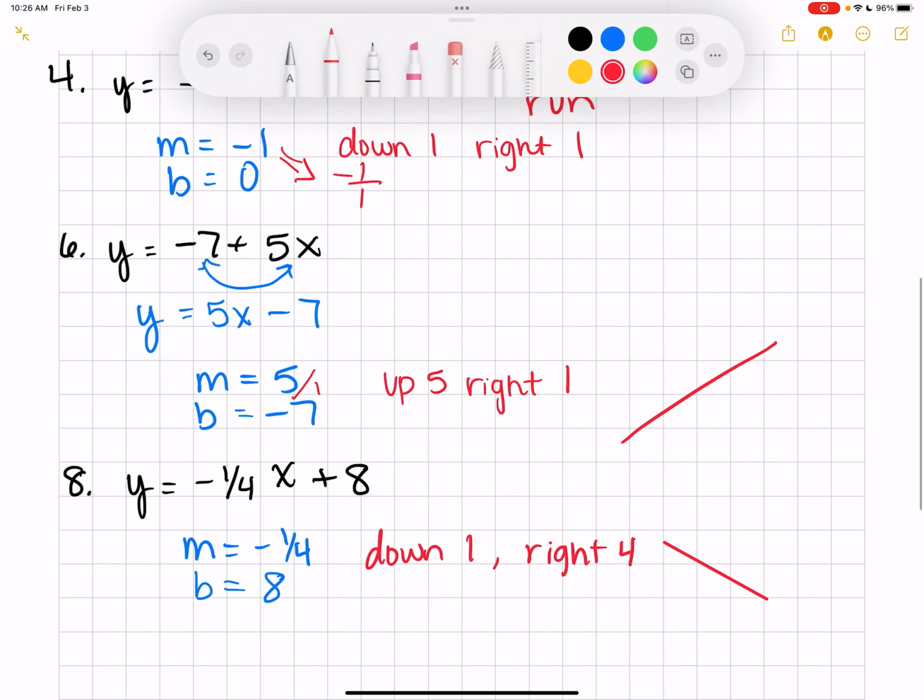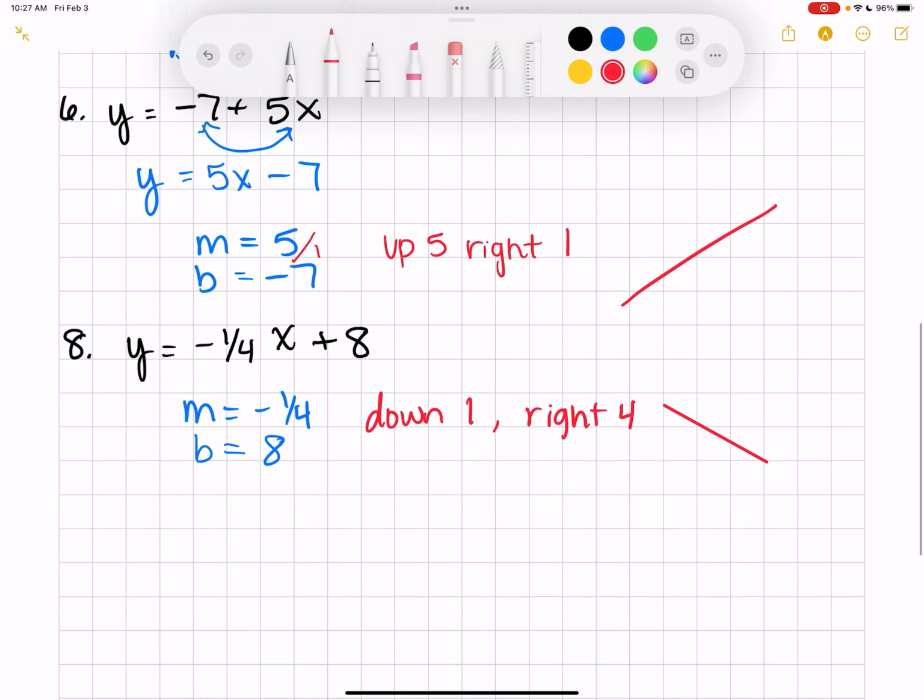Now, it didn't ask you for this. I just thought it was good to point it out to get ready for graphing. So the next one says to rewrite the equation in slope-intercept form. Basically it's not written in y equals mx plus b, so we're going to have to rewrite it. And then it says to identify the slope and y-intercept, so it's just adding another step to these problems, basically.